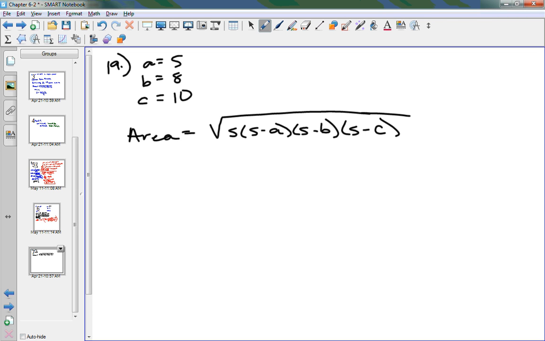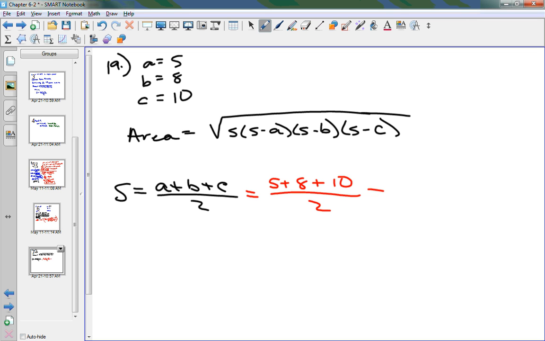Now, in order for me to use this formula, what do I have to find? I have to find my S. So S is going to be equal to A plus B plus C divided by 2. So I plug in what I know. 5 plus 8 plus 10 divided by 2. 15 plus 8 gives you 23.